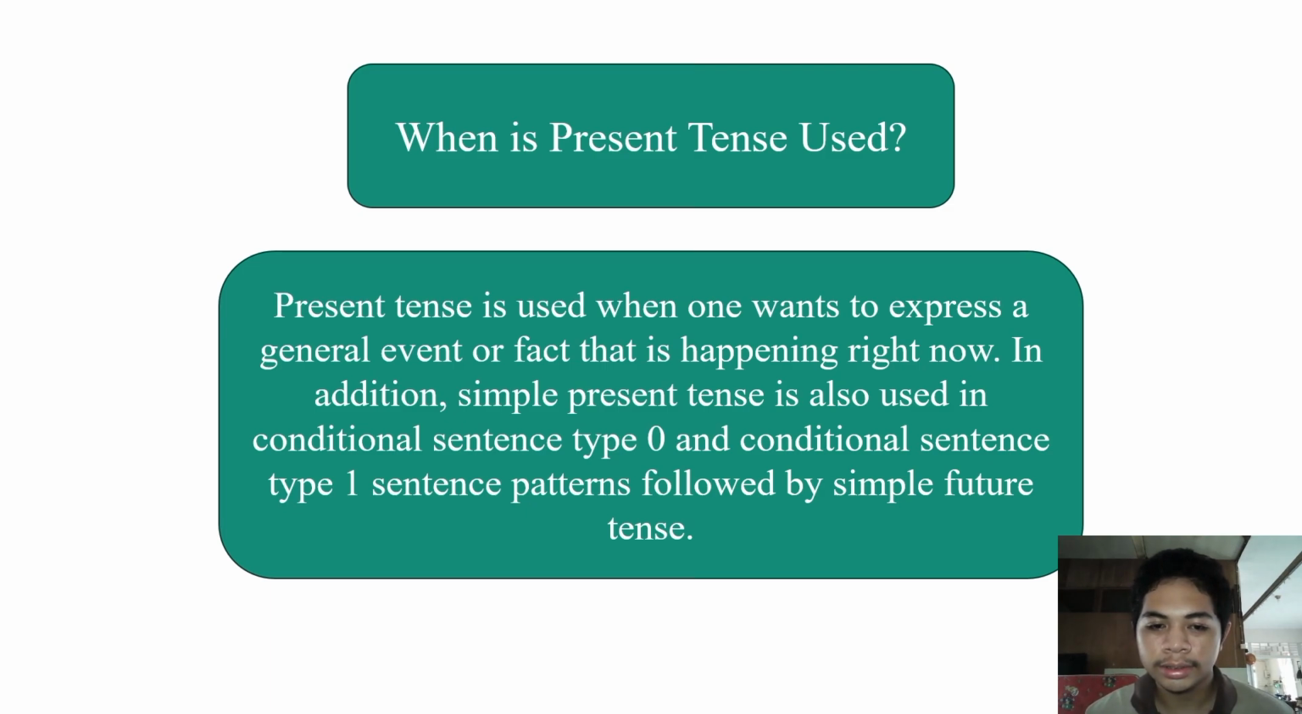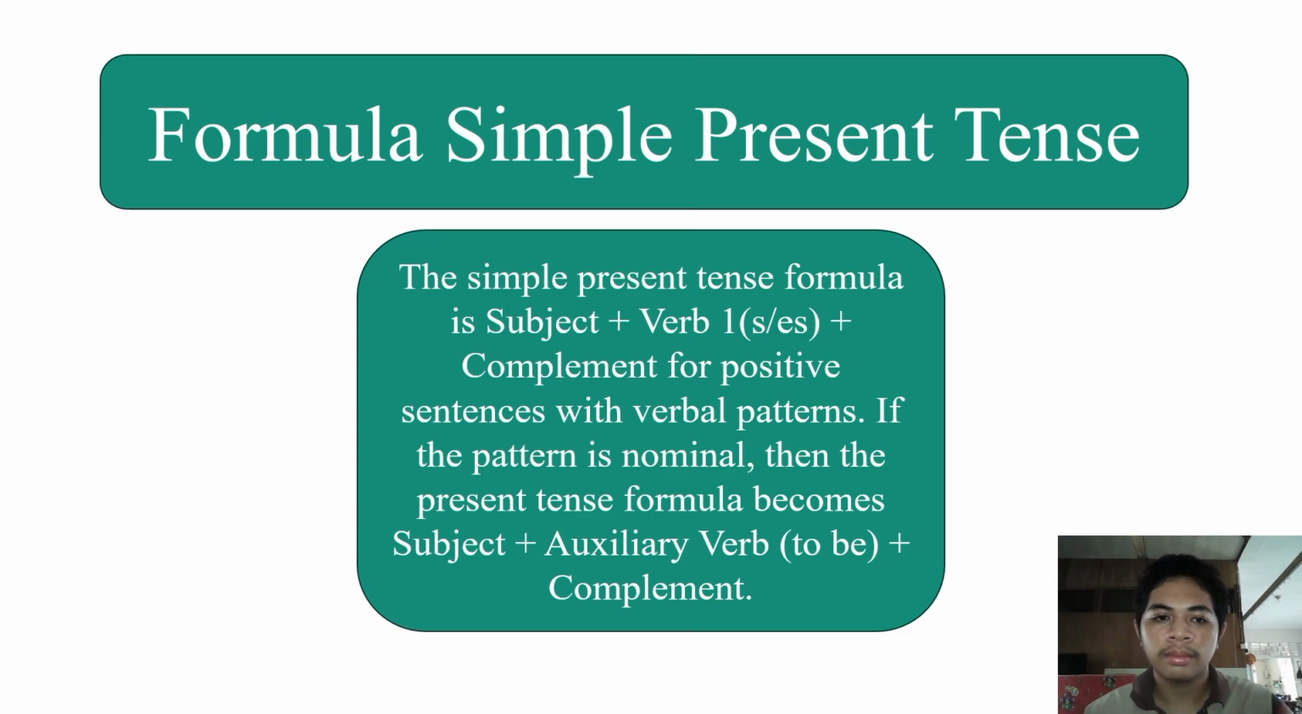Formula of simple present tense. The simple present tense formula is subject plus verb 1 plus complement for positive sentences with verbal patterns. If the pattern is nominal, then the present tense formula becomes subject plus auxiliary verb plus complement.